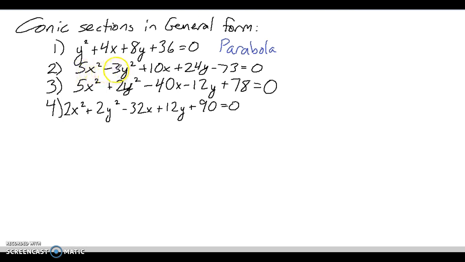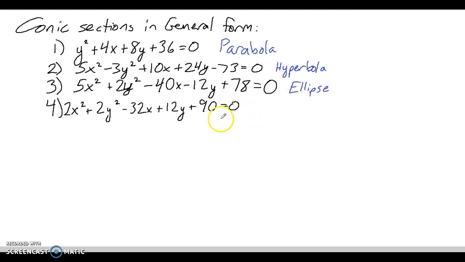If the quadratic terms have opposite signs, like here we see the x squared has a positive coefficient, the y squared has a negative coefficient. If the signs are opposite, we have a hyperbola, which we'd sort of expect since the standard form of a hyperbola involves subtraction. So if the signs are the same, we probably have an ellipse. Again, since the standard form of an ellipse has addition.